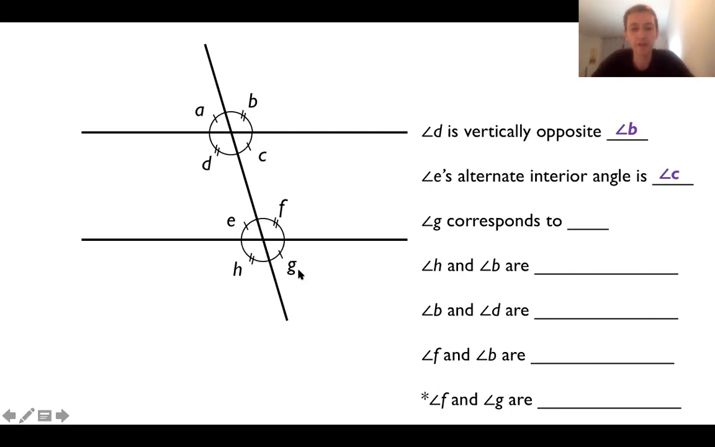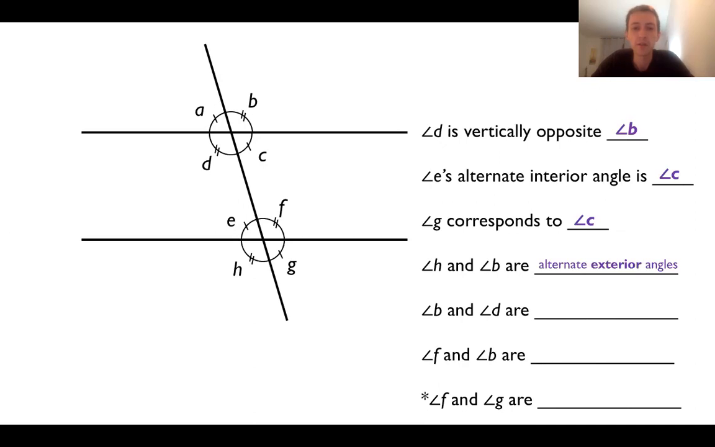All right, what about angle G? Corresponding means same position. So G is on the bottom right. The bottom right of this intersection is C. All right, now let's look at H and B. H is on the left, B is on the right, so they're alternate. Are they interior or exterior? Well, they're outside the parallel lines, so angle H and B, we're going to say that they are alternate exterior angles.